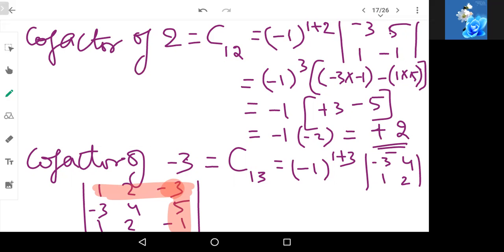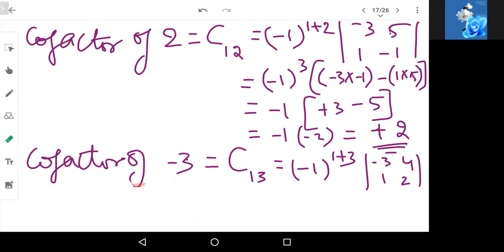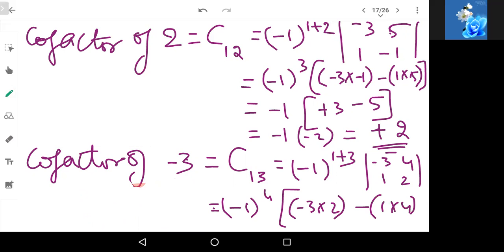So this remaining answer is called the minor. Now let us solve this. Minus 1 to the power 4 into minus 3 into 2 minus 1 into 4. So this is going to give us minus 3 into 2 is minus 6, minus 4. Minus 6 minus 4 is minus 10. Minus 10 into 1 is minus 10. So the cofactor of minus 3 will be minus 10. So this is the answer.